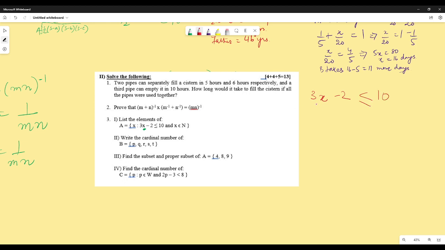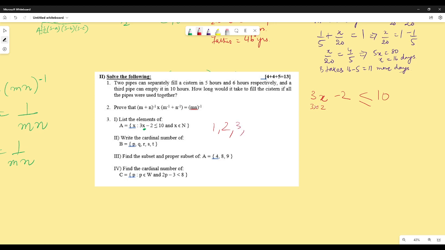So you have to keep on applying the numbers over here. If you apply 1 over here, let us see how it works out. 3 into 1 is 3, 3 minus 2 is less than 10. So 1 is okay. Then let us see if 2 works for it. 3 into 2, 6 minus 2 is 4. It is again less than 10. So 2 also works. Then let us move on to 3. 3 threes are 9, 9 minus 2 is again less than 10.